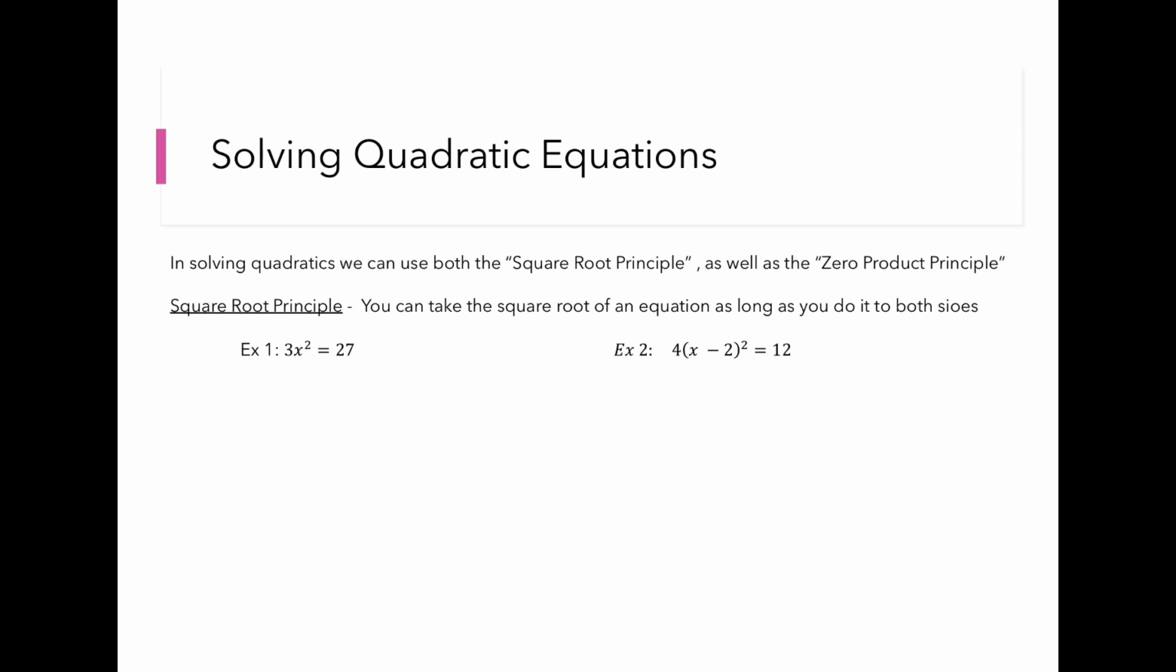There are certain equations that we can solve using this. You can also pretty much solve every equation using this principle if you know how to go through a process called completing the square, but we're not going to do that. But we are going to look at some situations where it's actually easier simply to use the square root principle. And the square root principle is very simple. It says you can take the square root of an equation as long as you do it to both sides.